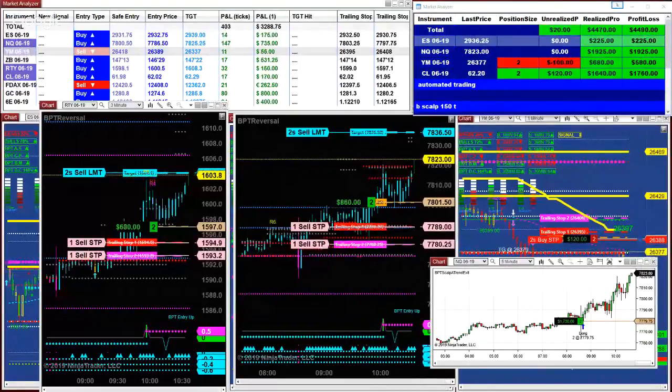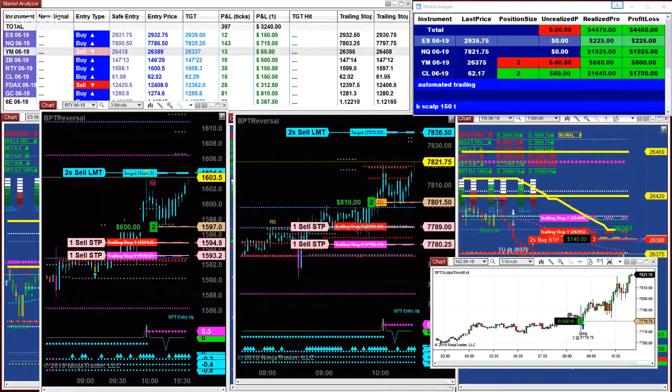Now the Russell is gonna close around. This is not an ATM. This is fully automated, so we cannot control the trailing stop and stop loss, not unless you want to override it.